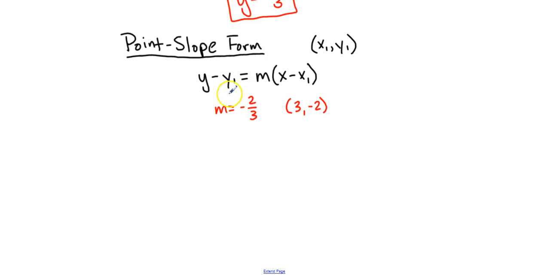So all I'm going to do is I'm going to plug into this equation. Remember, this is my x1, y1. So my general form of my line in point-slope form is going to look like this: y minus the y coordinate of my point.